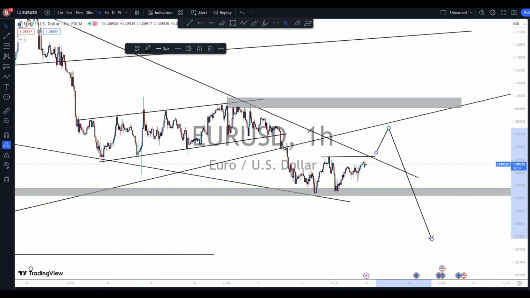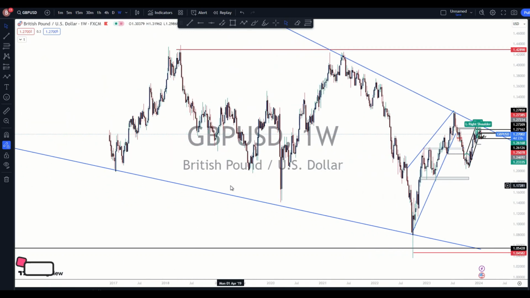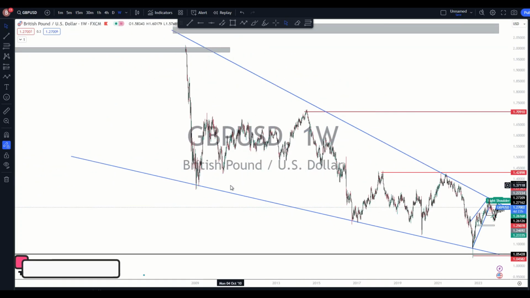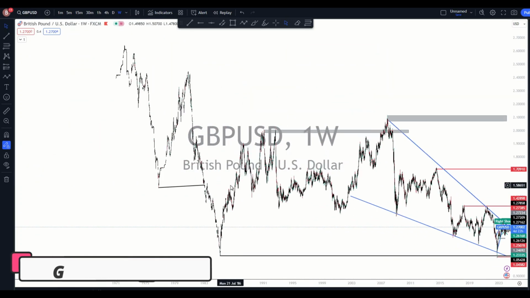Let's move to the other pair. Okay, hello guys, this is by FX. This is Gbpusd on the weekly time frame. I think Gbpusd and Eurusd are also having the same pattern.